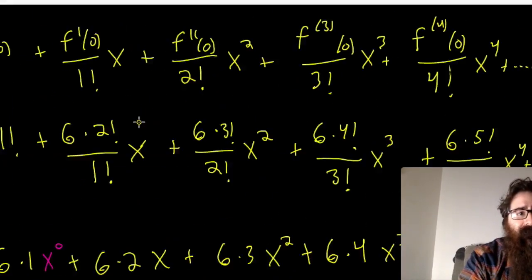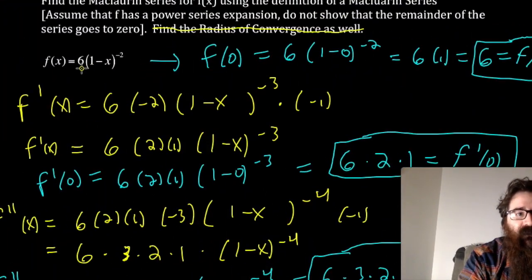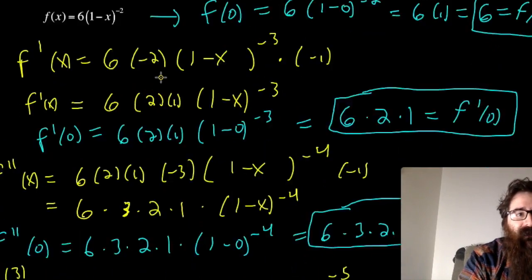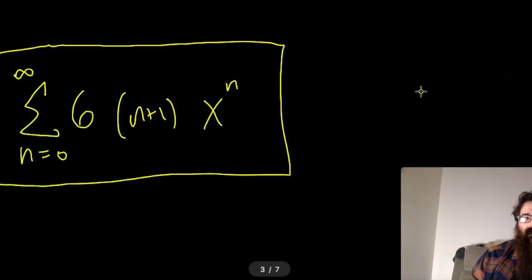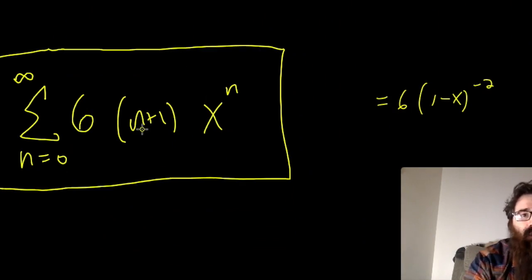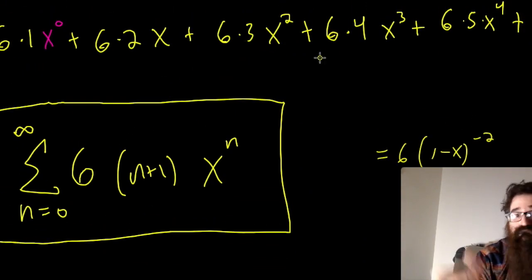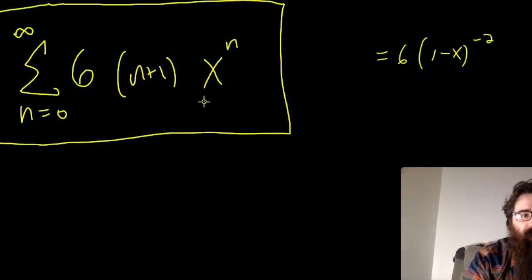And this is maybe a bit of a crazy idea, but the idea is that I can take this function, and this was 6 times 1 minus x all to the power of minus 2. So 6 times 1 minus x to the power of minus 2. We're saying this function can be written as this infinite degree polynomial and converges to it. So this is what we get. We get this power series.